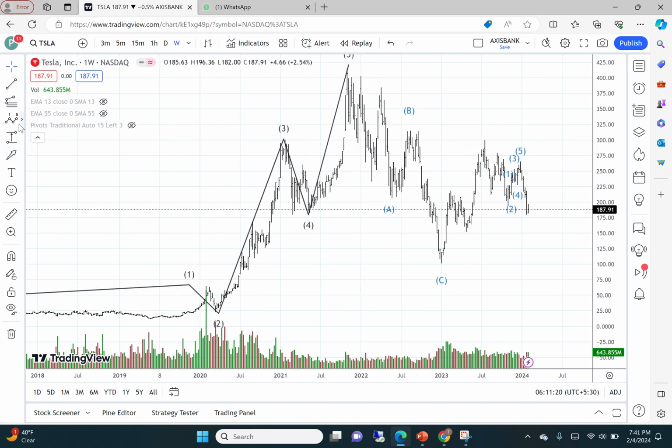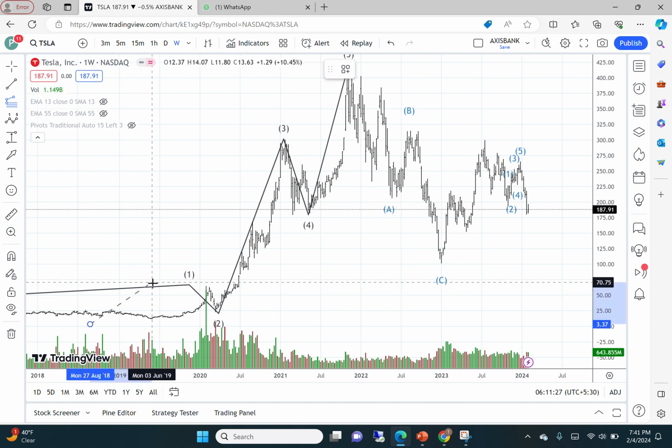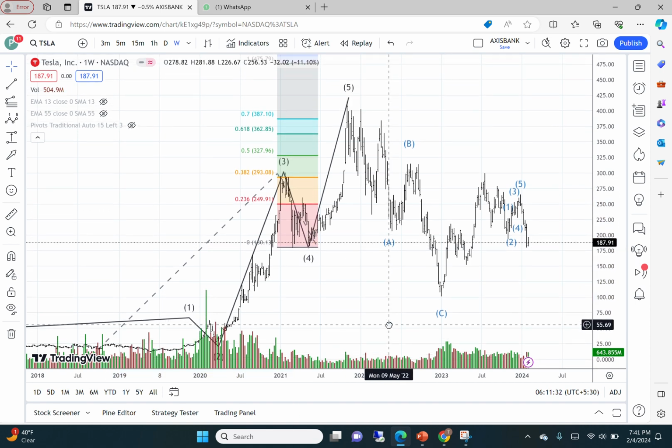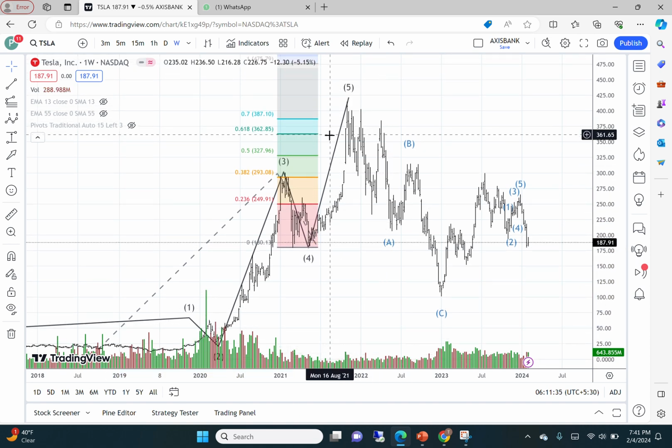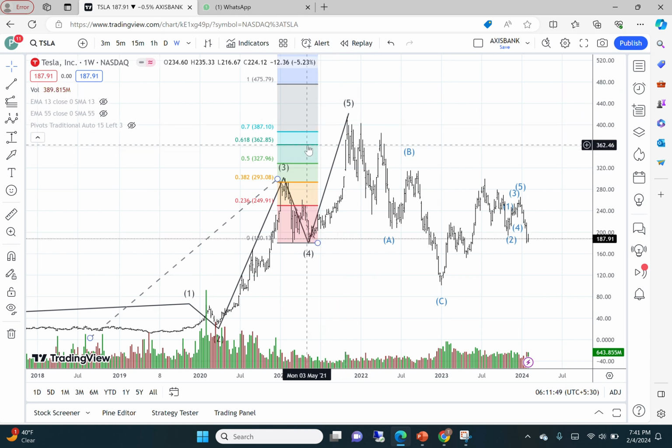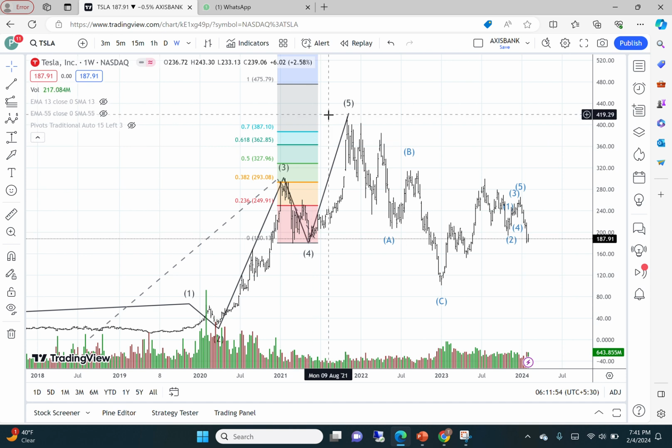Based on that, where should be my termination point for wave 5? So I'll be plotting Fibonacci trend based extension. This is my 3, this is my 4. What I'm looking at is 0.618 of this one, or 1. So 362 or 475. This is 40 bucks and this is 75 bucks, so 110. So we add 55 to this one. 365 plus 55 goes to 370, 410.